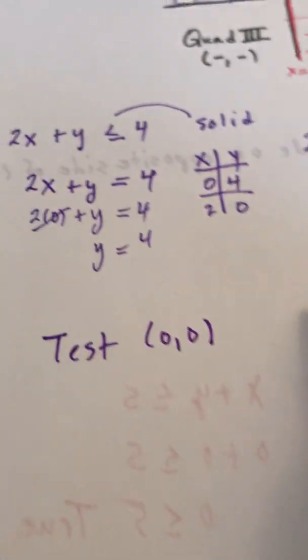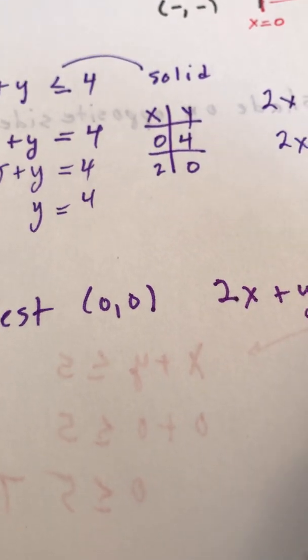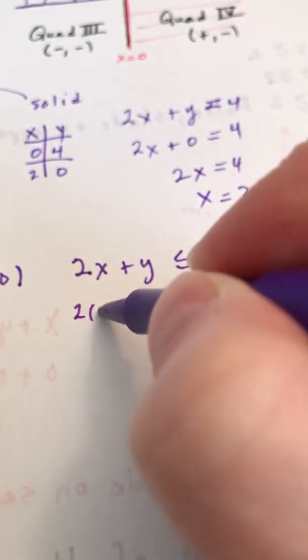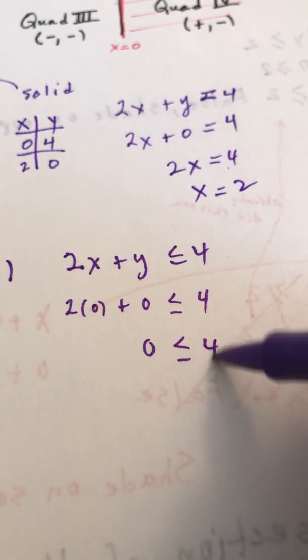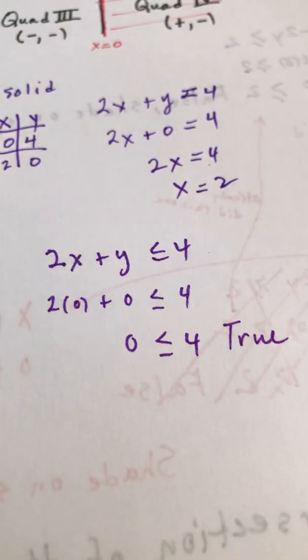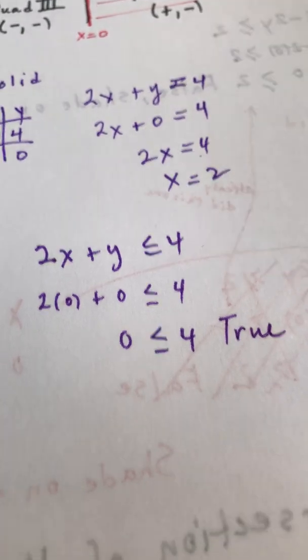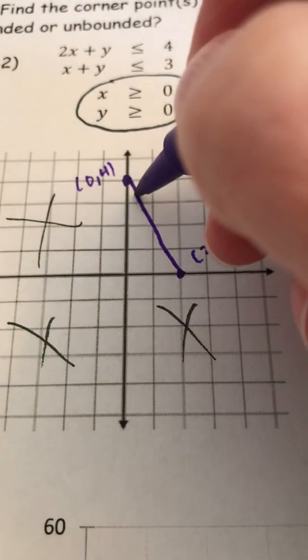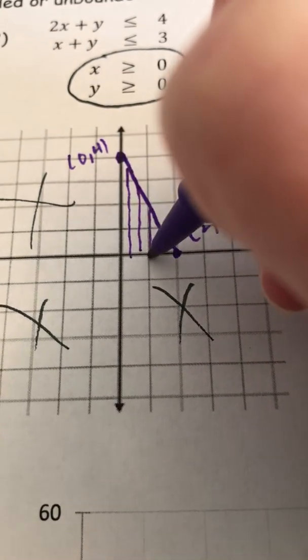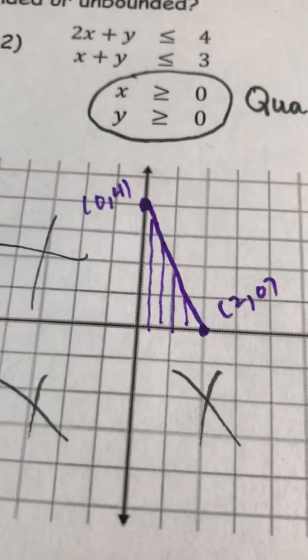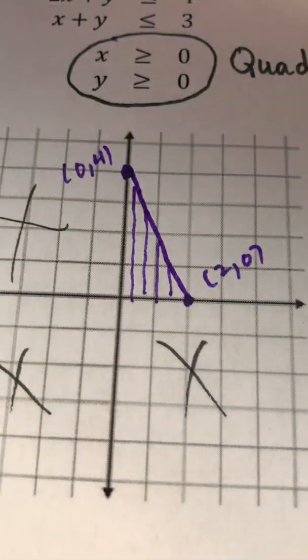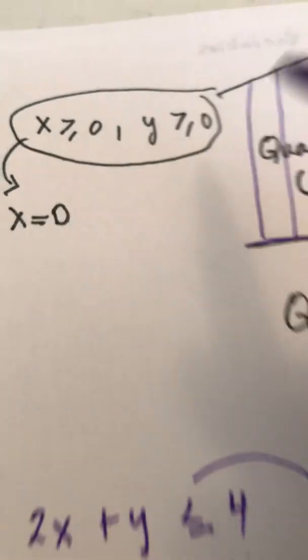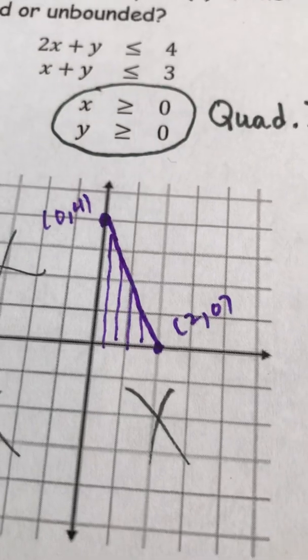Now I'm going to test 0, 0 into my inequality. And is that true or false? It's true. So we're going to shade on the side of 0, 0. Now come over here. And I'm going to shade on the side of 0, 0. Here's 0, 0. So this side gets shaded, but I'm only going to shade to the x-axis, like that. Notice I'm only shading in quadrant 1. My x and y are restricted. Because look at this. Everything's restricted here because of this. So now all I do is do my shading in quad 1.